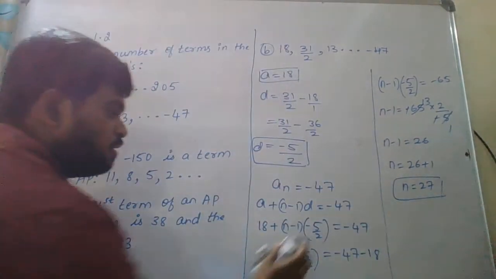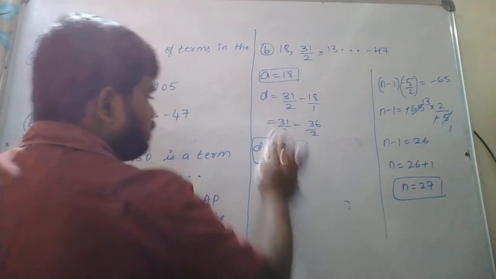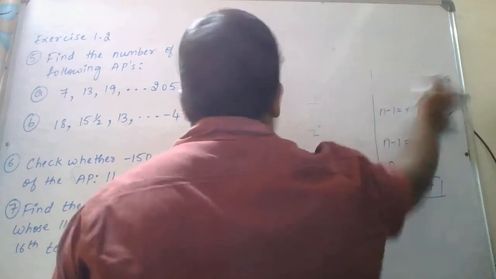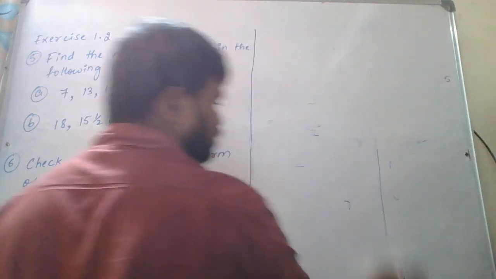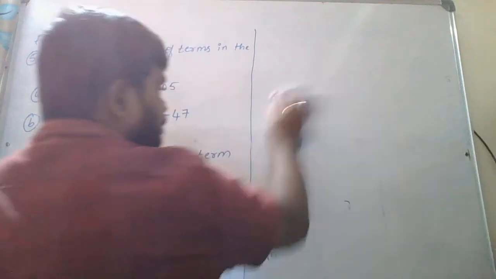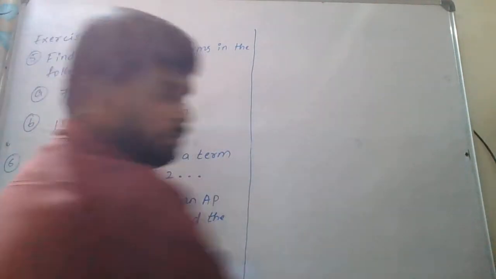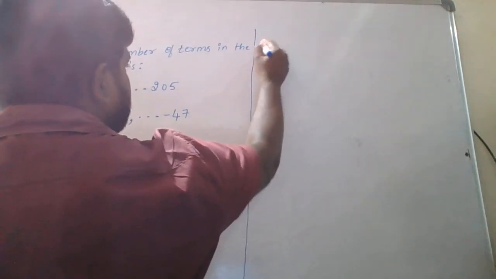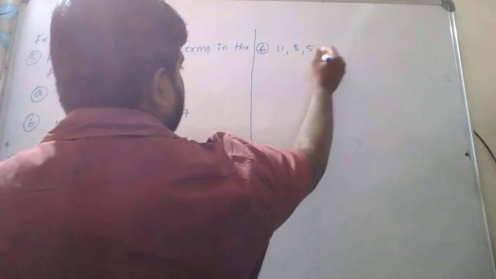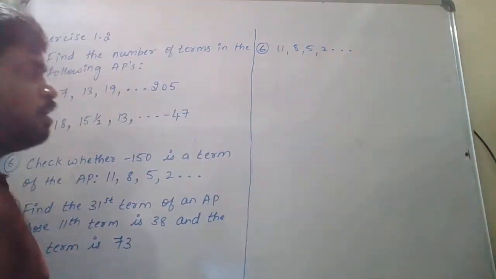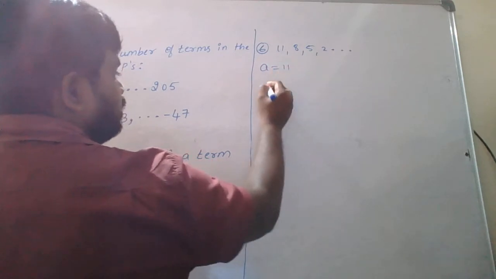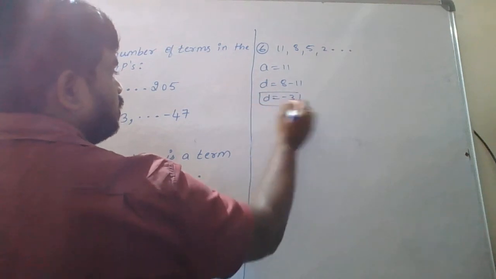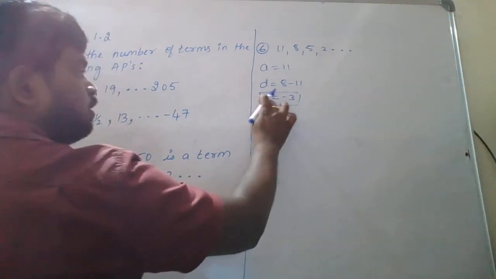If you are not getting it as a natural number, then it doesn't belong. Okay, let's solve it. So here, what is the AP? 11, 8, 5 and 2. Sixth question: 11, 8, 5, 2 and so on. As usual, find the value of A. A is 11. D is 8 minus 11, so it is minus 3.